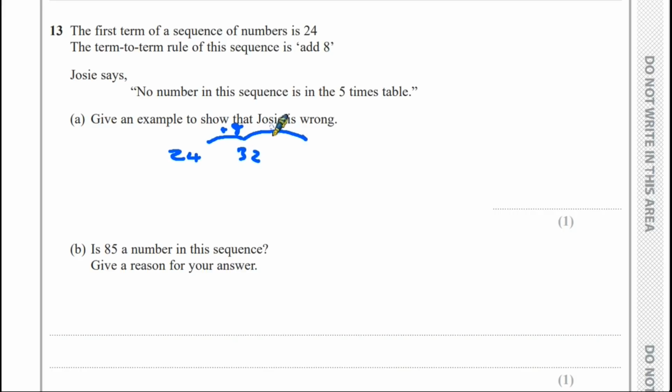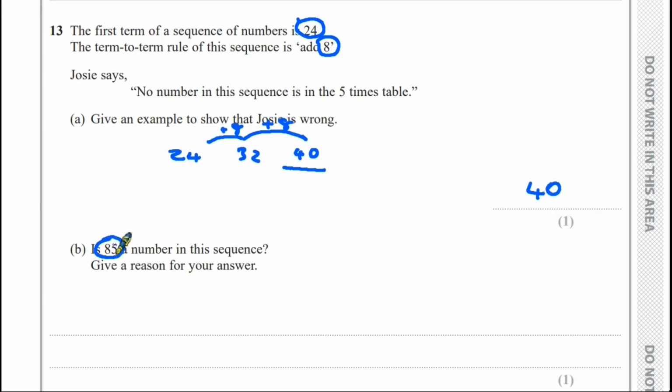Let's try a couple more, see whether this works. Plus 8, the next number in the sequence is 40. Number 40 is in the 5 times table, therefore that is the example that we can give, 40. Part B, is 85 a number in this sequence? And it says give a reason for your answer. Well, the reason is the first number in the sequence is an even number, and if we continue to add 8, in other words another even number, then every number in this sequence is going to be even.